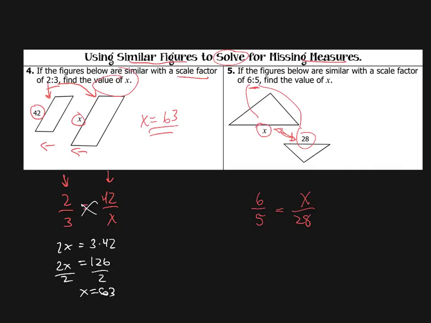And now we set up our cross multiplication. We'll get 5x equals 6 times 28. 6 times 28 is 168, so we'll say 5x is equal to 168. Divide by 5, divide by 5. It's going to be a decimal answer because 8 is the last number. 5's only going to go into numbers that end in 0 and 5, so no problem. 168 divided by 5 is going to give us 33.6.